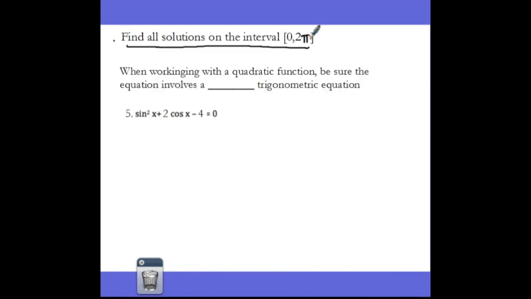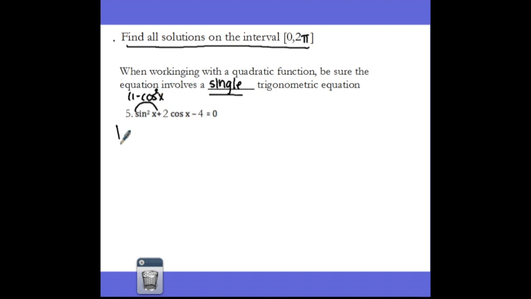So let's look at another equation on the interval 0 to 2 pi. When working with a quadratic function, be sure the equation involves a single trigonometric function. So number 5 has 2 trig functions in it. Since you can only have one trig function in any equation, we'll have to change one of the ones in here. So sine of x squared should look like an identity that you've seen before. This can equal 1 minus cosine squared of x.